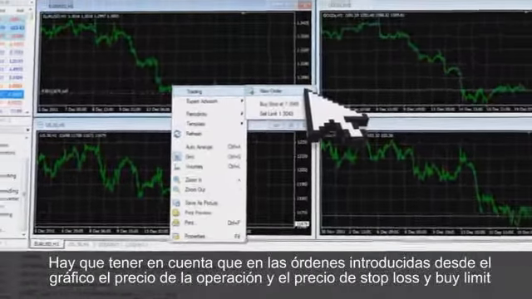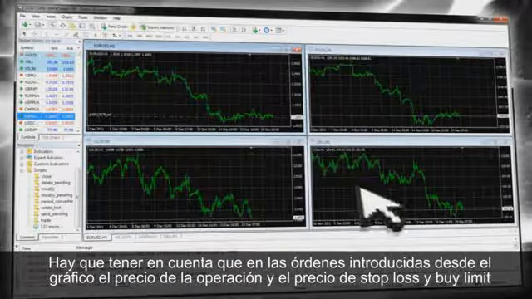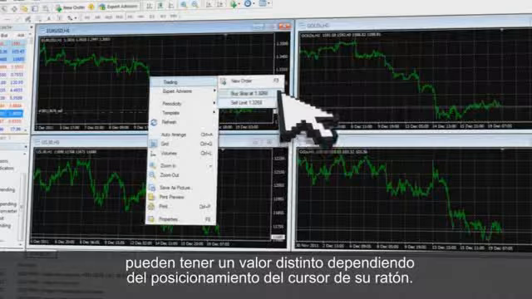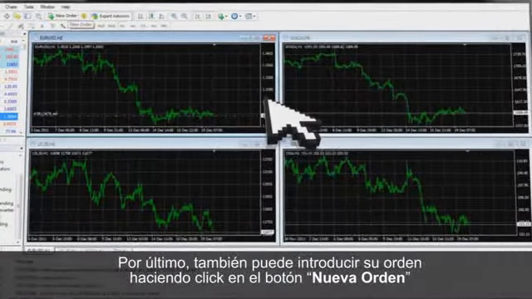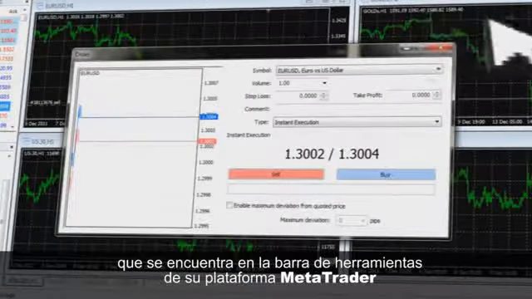Note that while performing trades from charts, you must keep in mind that trade price and both stop loss and buy limit prices might have different value depending on your mouse cursor placement. Finally, you can also perform the trade by clicking on the New Order button located in the MetaTrader toolbar.